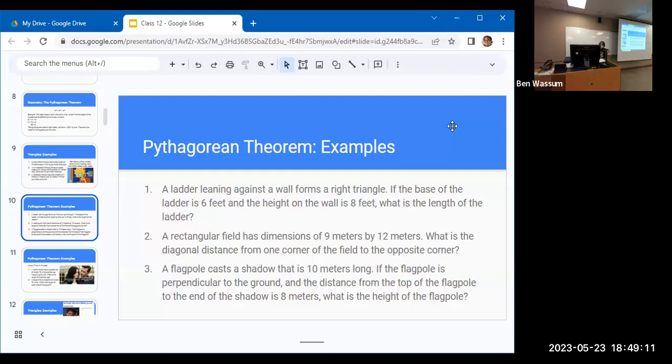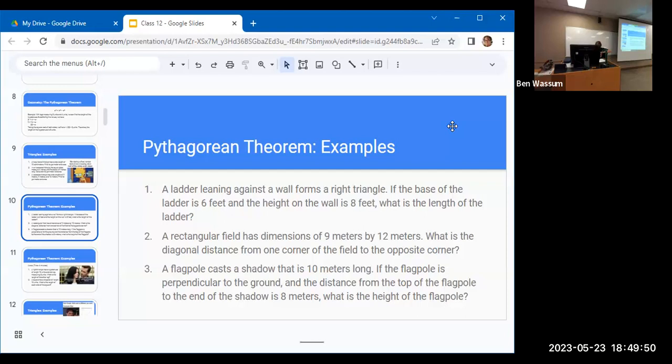Number 3. That says a flagpole casts a shadow that is 10 meters long. If the flagpole is perpendicular to the ground and the distance from the top of the flagpole to the end of the shadow is 8 meters, what is the height of the flagpole? That's an interesting one. Now, they might kind of confuse you by how the problem's written, but it's still just a flagpole casting a shadow.